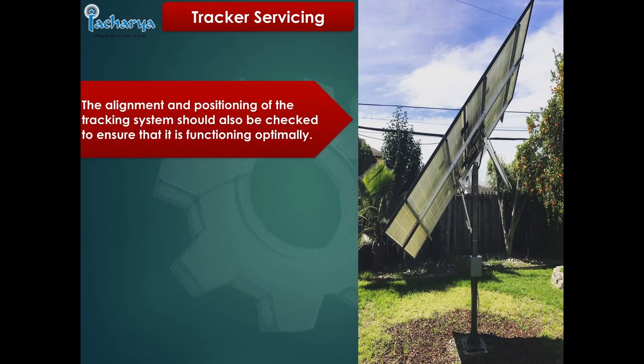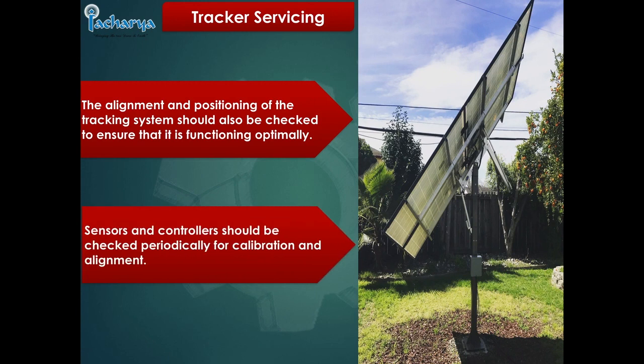The alignment and positioning of the tracking system should also be checked to ensure that it is functioning optimally. Sensors and controllers should be checked periodically for calibration and alignment.